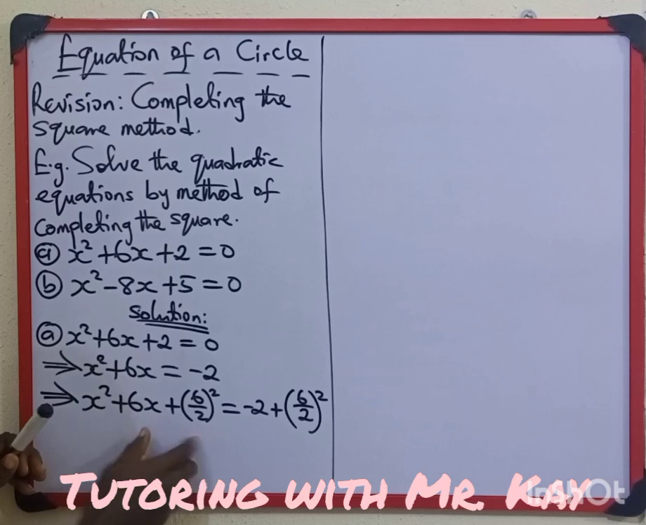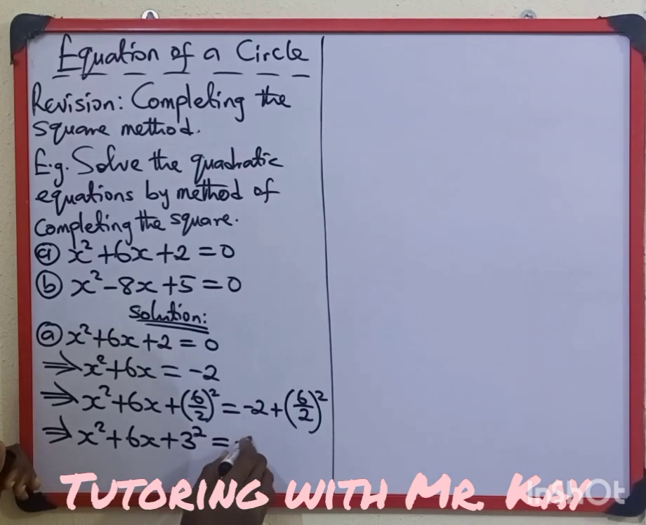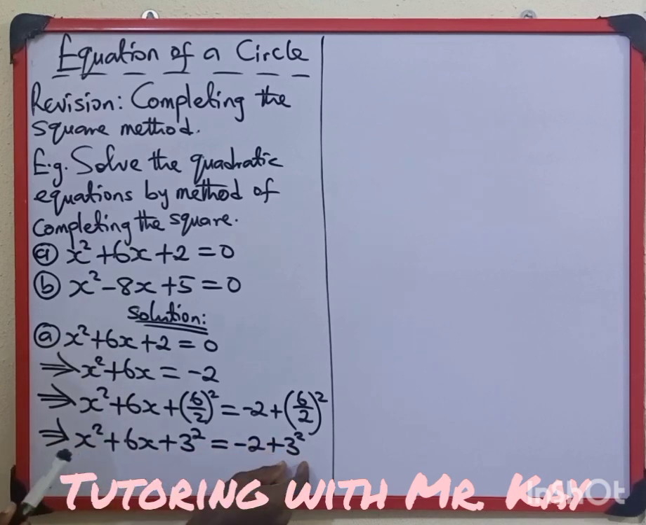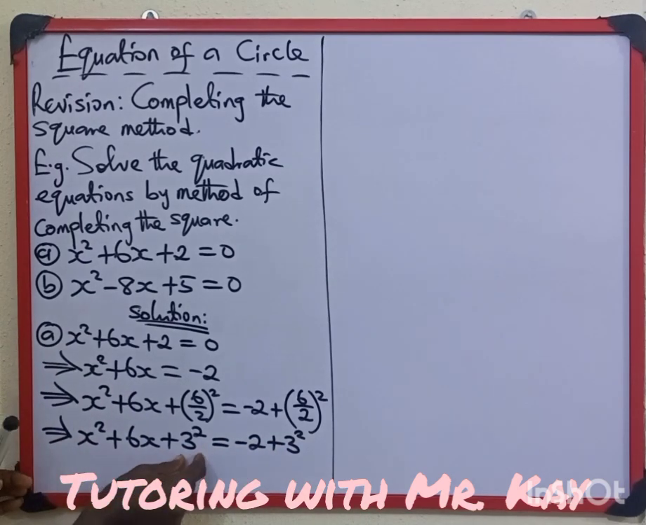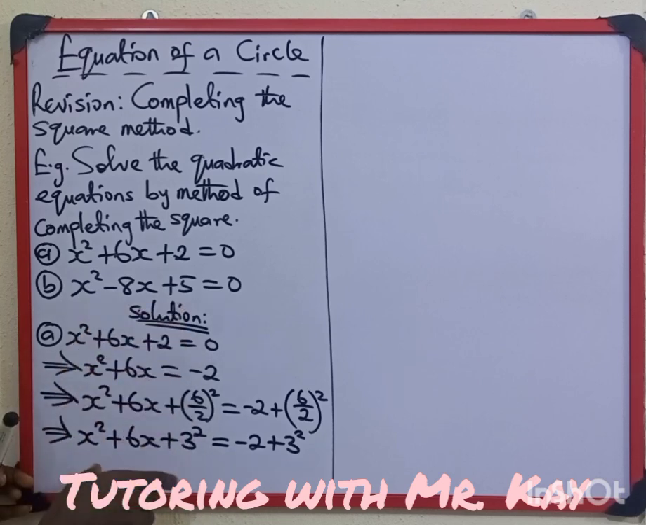Okay, so here we have x squared plus 6x, and 6 divided by 2 is 3, so then I have 3 squared, is equal to minus 2 plus 3 squared. 3 squared is 9, so I can actually change this one to 9, but I need this one to remain like this. So this is a perfect square now. That is the essence of this process: to make the left-hand side a perfect square.